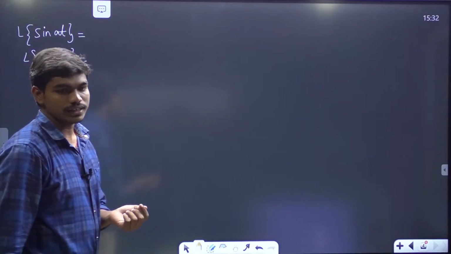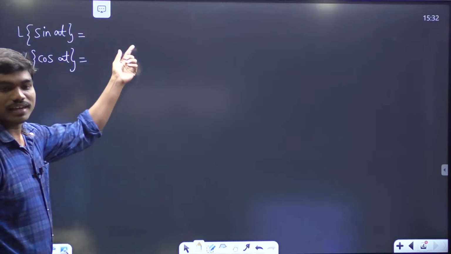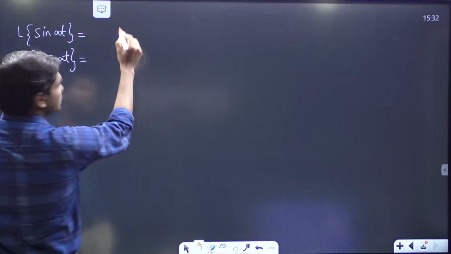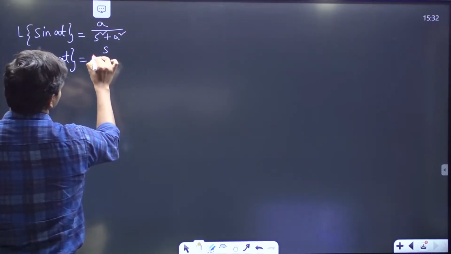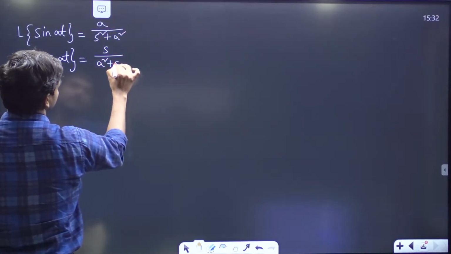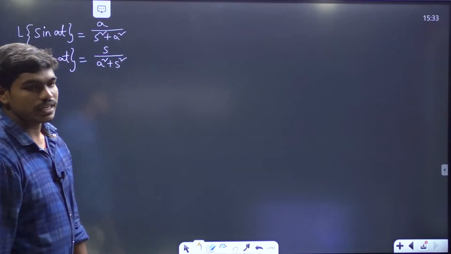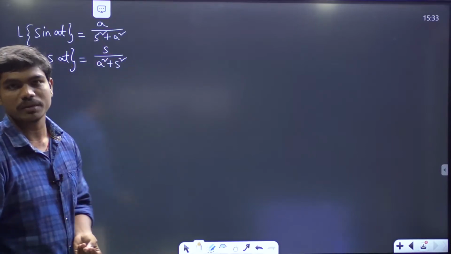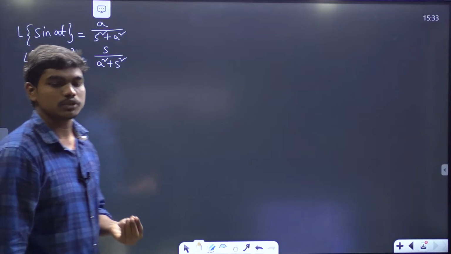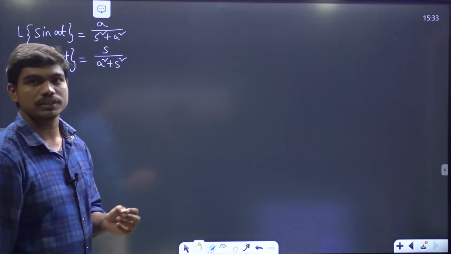Sin at and cos at: a by s square plus a square, for this or for this? A is for sin or cos? For sin, correct? So a by s square plus a square, and s by s square plus a square for cos. Many times, in interviews, they'll ask you to derive this Laplace transform of sin at, because the sine and cosine functions are the common inputs which we put even in any branch of engineering, because the smoothness of the curve is governed.